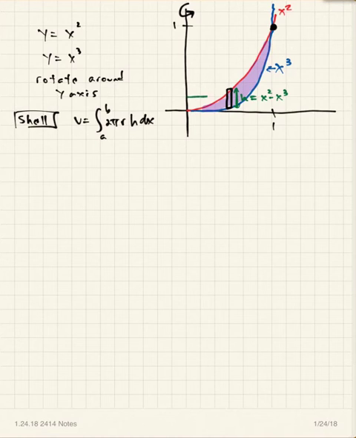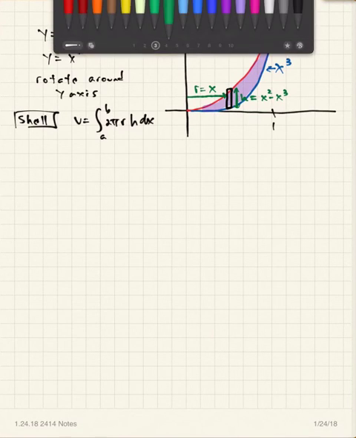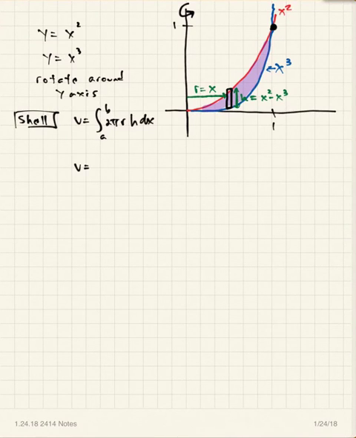R would be the distance the rectangle is from the y-axis. That's the axis of rotation. So that's r. Since it's measured from the y-axis, r is exactly equal to x. Remember, anytime it's measured directly from the y-axis, it's just x. So our volume, this isn't too bad, is going to be the integral from 0 to 1, and this would be 2 pi times the radius, which is x, times the height, which is x squared minus x cubed, dx.